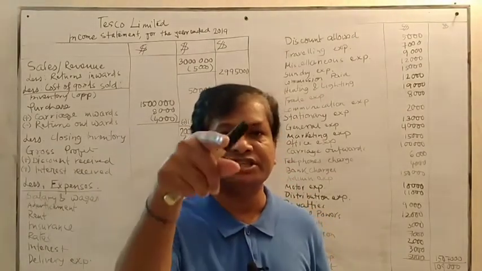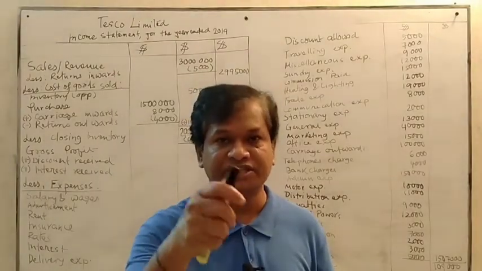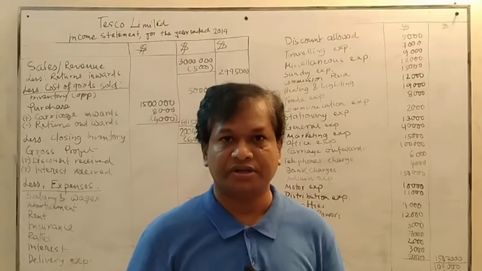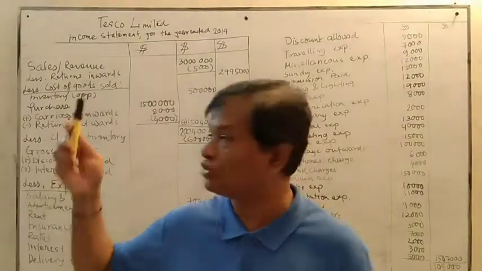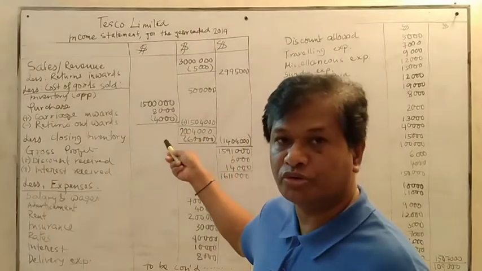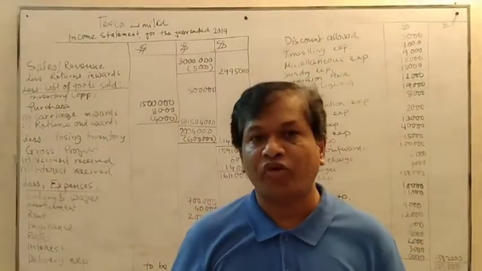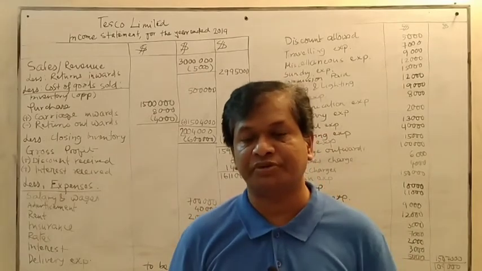The tablets are given on your screen. Please take a screenshot of it. Then you have to check the solution given on the board. First of all, you have to draw a format, which is the income statement format.